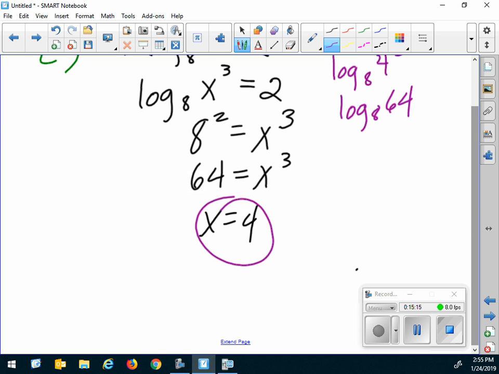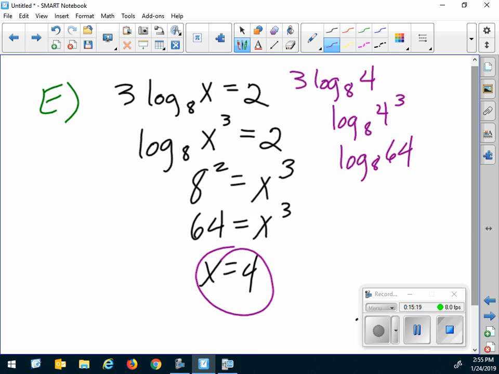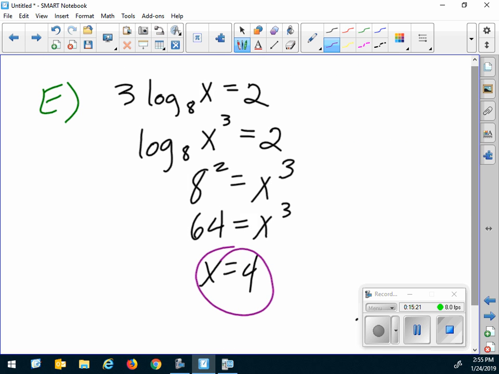There's another way to do this one. Now, let me show you the other way to do it. Okay. I could have divided both sides by that 3. So, now let's just look. Let's just look at it. I could have divided both sides by 3. Right? That's legal.